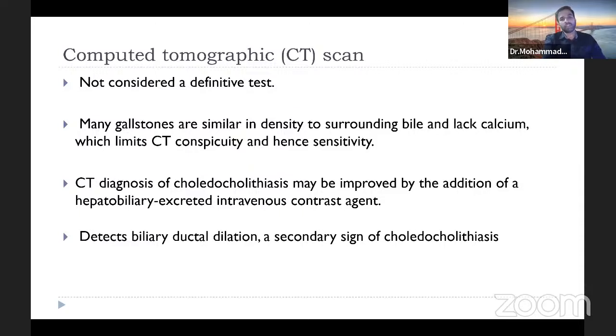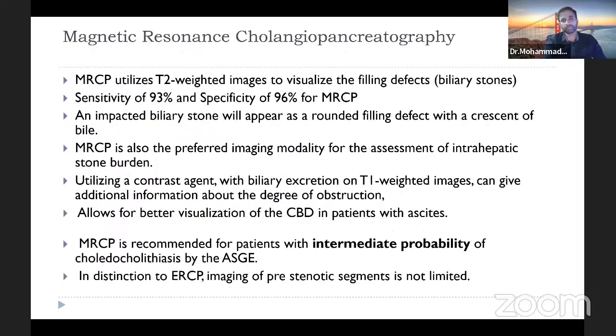CT scan is usually not done when we are suspecting choledocholithiasis because it is not a definitive test, as gallstones are similar in density to the surrounding bile. We can miss the bile duct stones, but detection may be improved by the addition of contrast. It can also indirectly show bile duct dilatation.